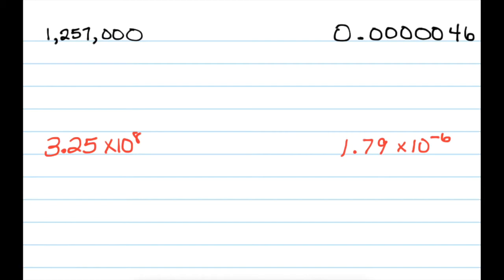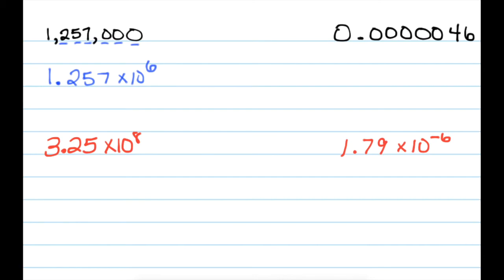Okay, starting with the top ones, we know that we want one non-zero digit to the left of the decimal, which has to be our first digit, 1. Then we need to see how many spaces I moved the decimal. 1, 2, 3, 4, 5, 6. So I need 1.257 times 10 to the 6th.